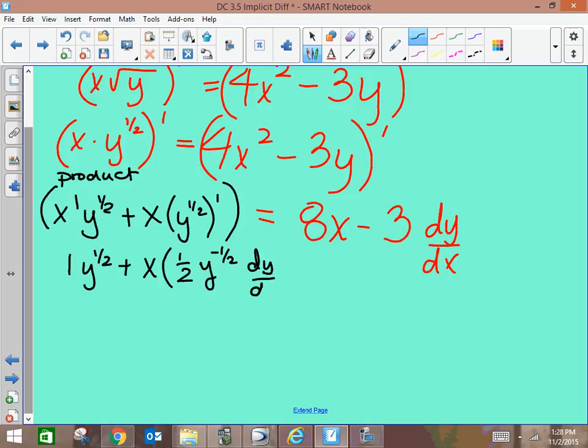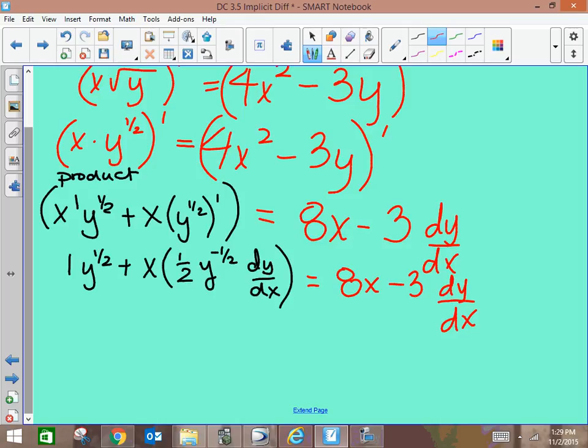No, dy dx. Whenever you take the derivative with respect to y, if there's a y involved, you're really using a chain rule. You don't have to make a big deal out of it. You just have to remember to multiply by dy dx, because it's a chain rule. The derivative of the inside, Blakely, is dy dx. Okay? All right. So this is kind of a mess.